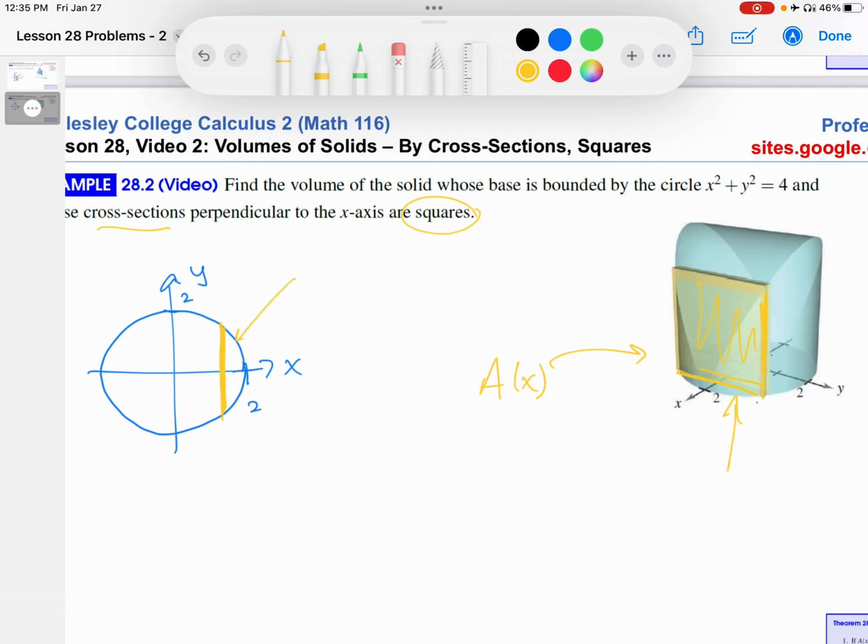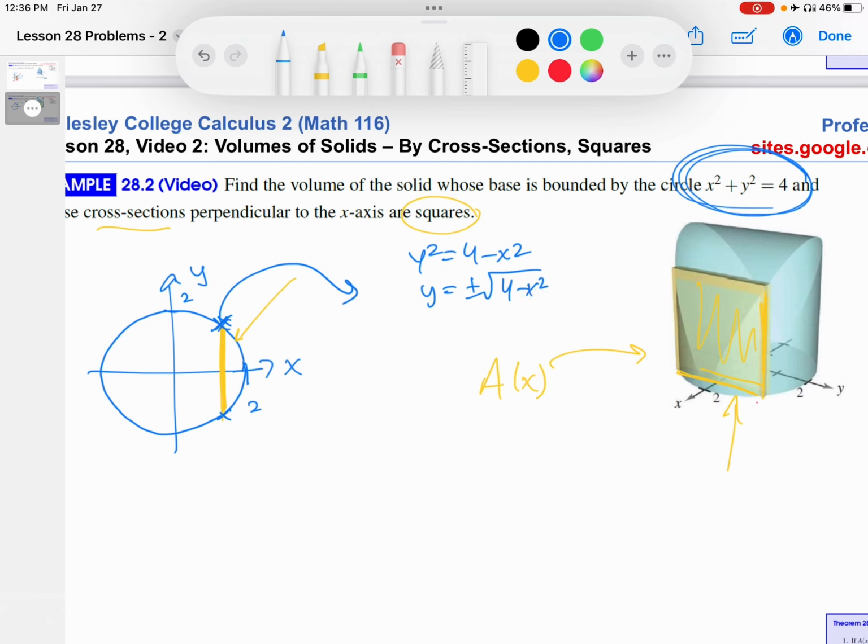Okay, so that length is the same as this length. How can I find that length? Well, it is this y value minus that y value. And what is this y value up here? This is the y value on the upper semicircle of this circle. So this is y squared equals 4 minus x squared. Take the square root, you get plus or minus the square root of 4 minus x squared.